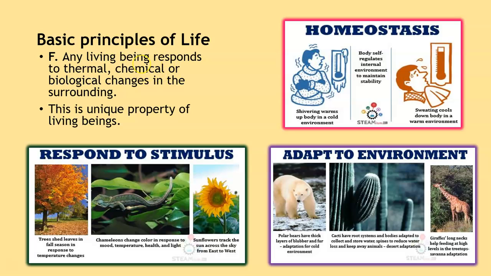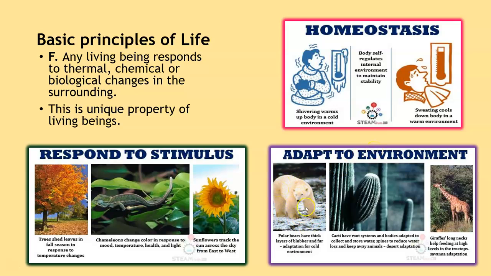And then we also have chemical or biological changes that happen, which we also call response to stimulus. For example, trees shed leaves in the fall season to respond to temperature changes. Then we have the chameleon, which changes color in response to mood, temperature, health, and light. Then we have the sunflower that tracks the sun across the sky from east to west. So this is a unique property of all living beings. That is, it can adapt to its environment.